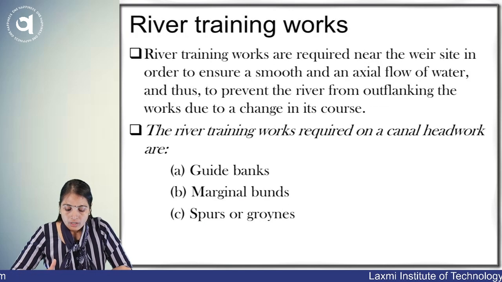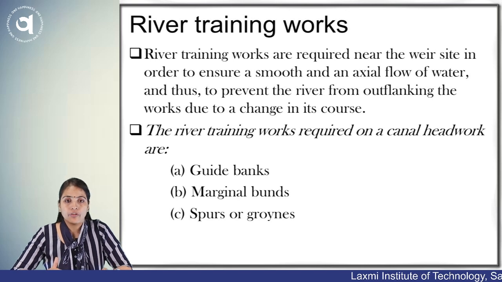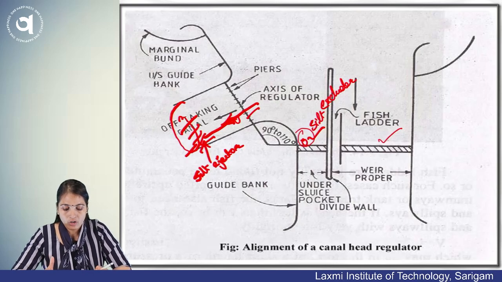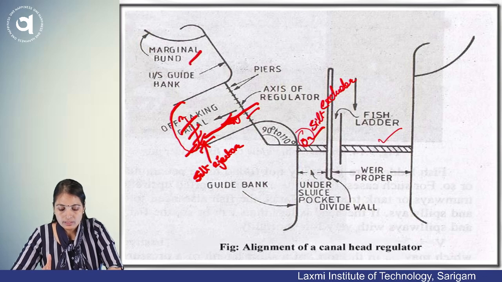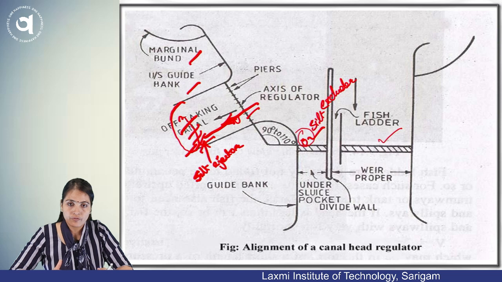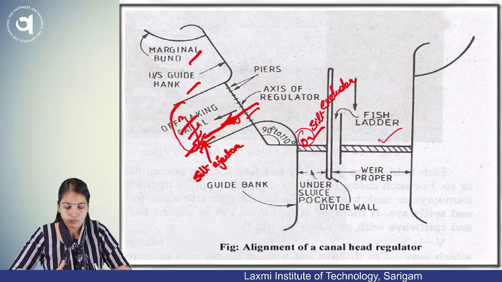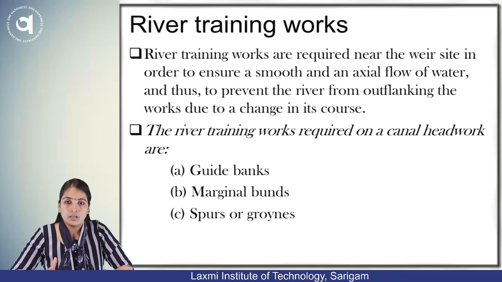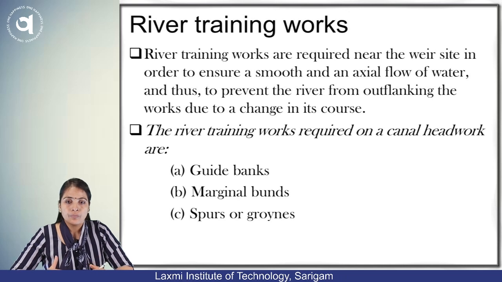Now, the various components of the river training works. Here you have seen in this diagram, this is the marginal bund and guide bank. Why are these provided, and what is the function of these river training works? These are required near the weir site. When you are constructing a weir or barrage across the river, these training works are provided. You need to understand why.